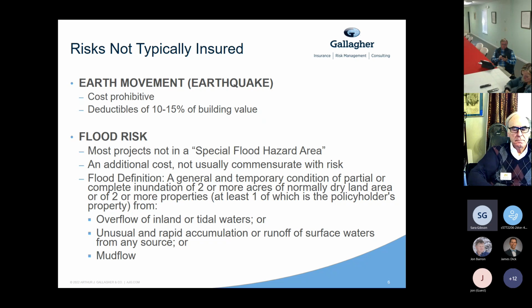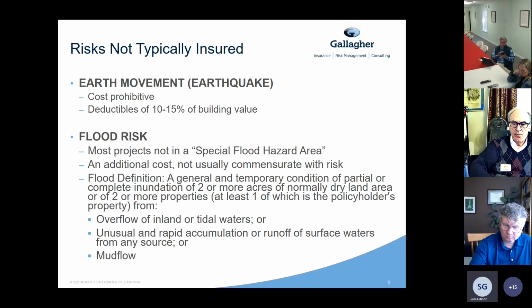So the first one is earth movement or earthquake insurance. John and James, if you want to jump in, feel free to, but this is typically a high premium with deductibles of 10 to 15% of the building value. And I see this required in states outside of California, outside of the West, where there really is very minimal earthquake exposure, if any. And again, it's just a cost prohibitive insurance that may not be necessary for your project. So if you do see this insurance requirement pop up in any construction agreements you're going to sign, make sure you reach out to James and John as well as your attorney to see if this can get negotiated out if it is cost prohibitive for you.